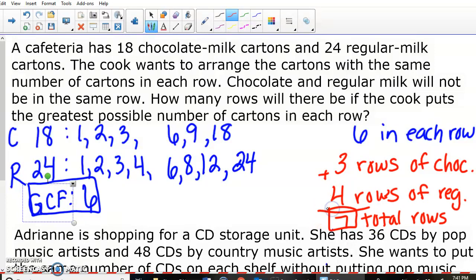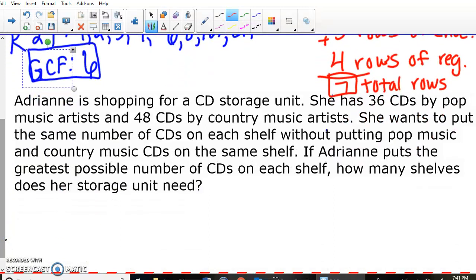Okay? Alright, I want you to go ahead and try this very last story problem for yourself, and then check your answer on my answer key on my website.